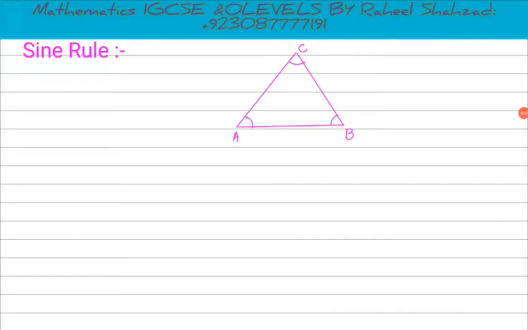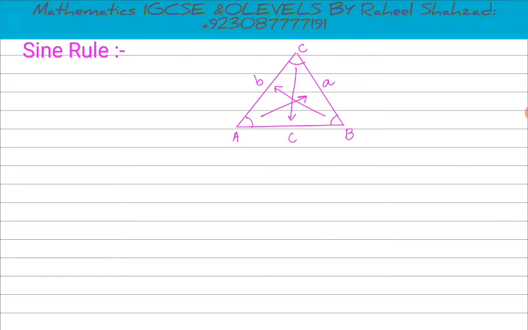Hi, in today's video we are going to discuss the sine rule. Suppose this is a triangle ABC. We know that opposite to vertex A, this side is known as a, this side is known as b and this side is known as small c.